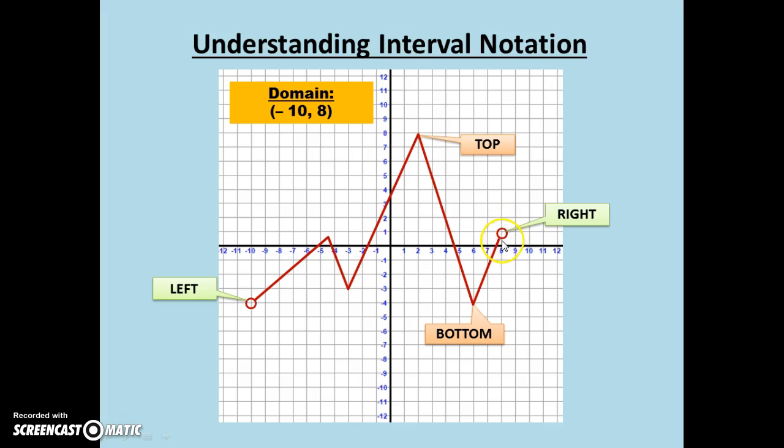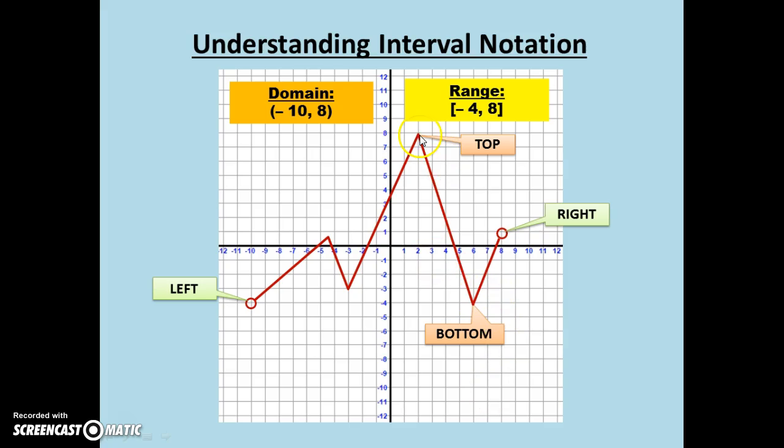But if you look at this endpoint, well, this endpoint is definitely not the top. The top of this graph is here at positive 8. So our range is from negative 4, the bottom, to positive 8, the top. Okay, so the range does not have to be the endpoints. It can be somewhere within the graph.